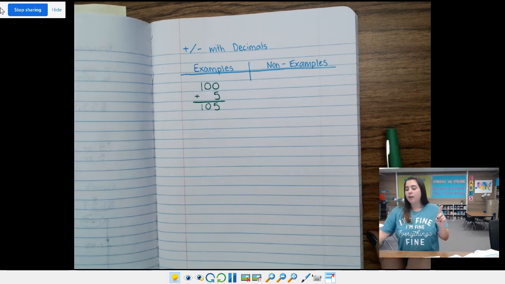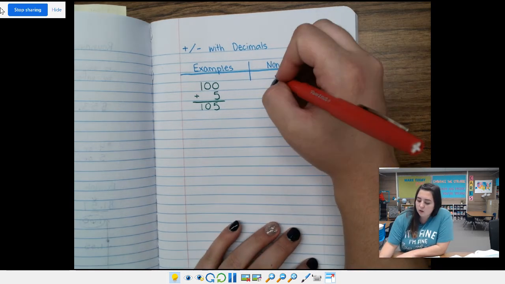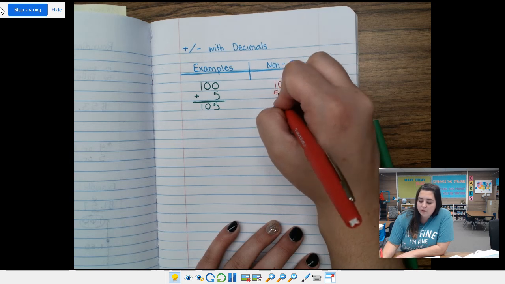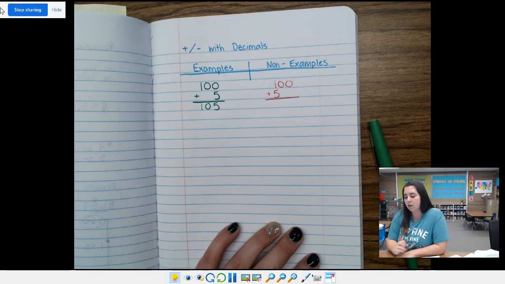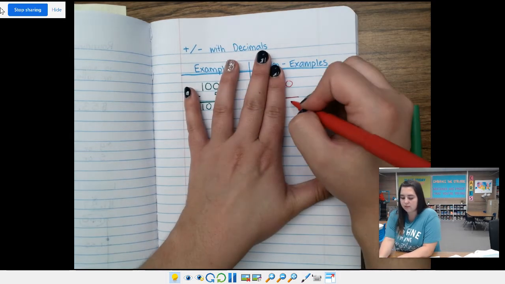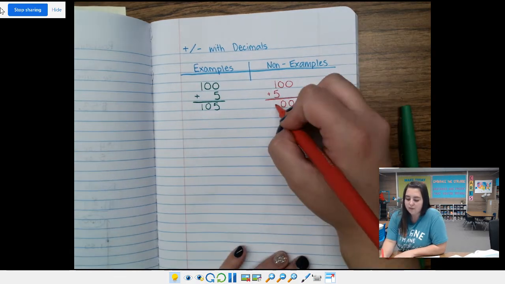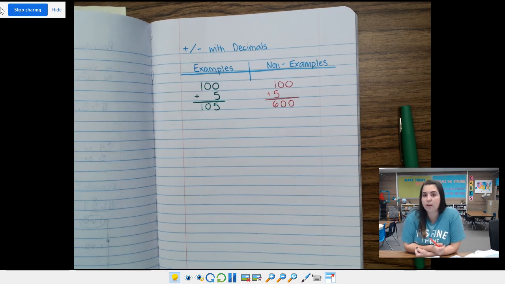Why is it not, I'm going to switch to my red pen, like this? 100 plus 5, notice how I wrote it? So if I add up my columns now, we'd have 0, 0, 1 plus 5 is 6. I wish that would be nice. I wish this worked like this, because I have $600. But why is that not true? I want you to think.